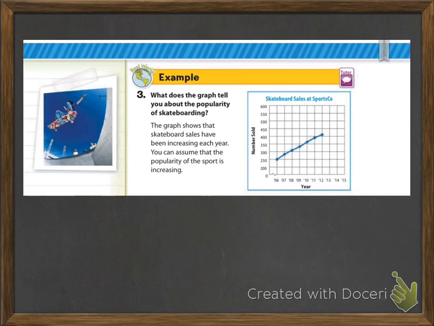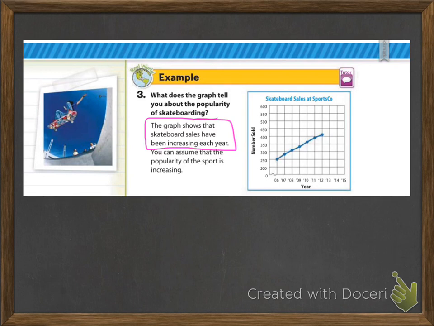So looking at this here, in 2006, you can see that there were 250 skateboards sold. In 2007, approximately, I would say maybe about 280-ish. In 2008, about 305, 310-ish. So you can kind of see how it is steadily increasing. And that's what it says here, that the graph shows that the skateboard sales have been increasing each year.